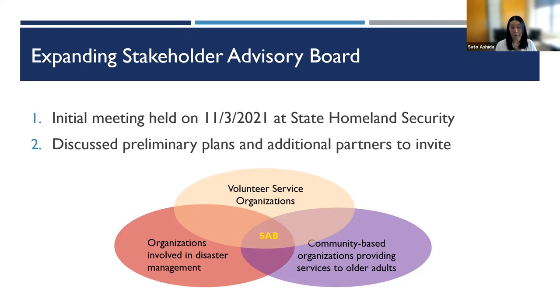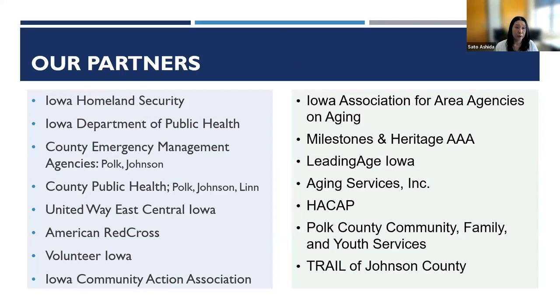As a result of this expansion of the SAB, we established a very strong collaboration with the AmeriCorps program in the state of Iowa. So we even have a full-time AmeriCorps member coordinating this entire program right now on campus. This is a list of our current stakeholder advisory board members, which continues to expand every week, it seems like, but you can see Volunteer Iowa and Iowa Community Action Associations being added to our stakeholder advisory board.